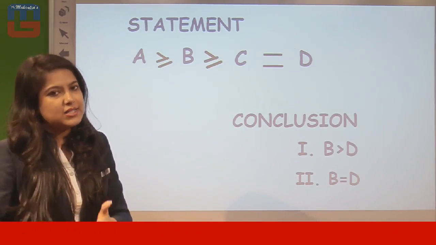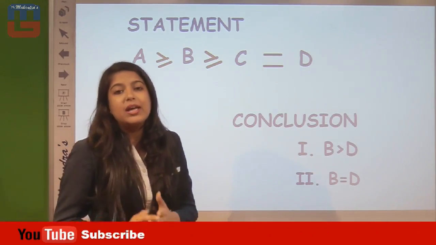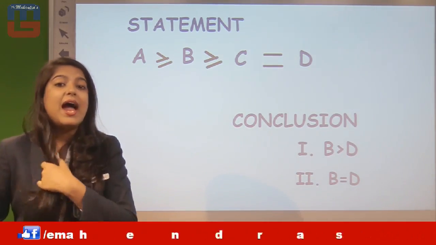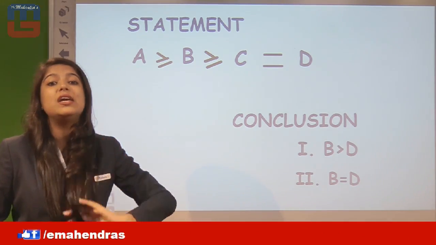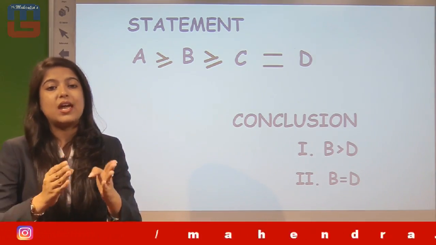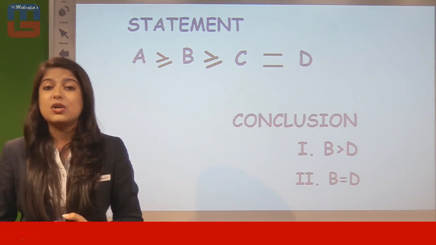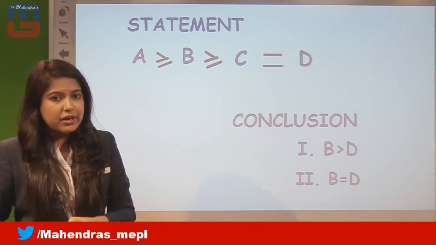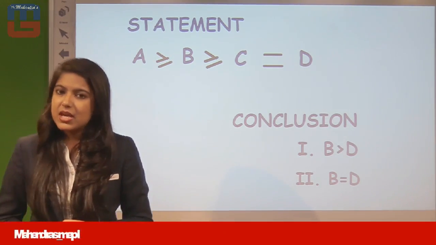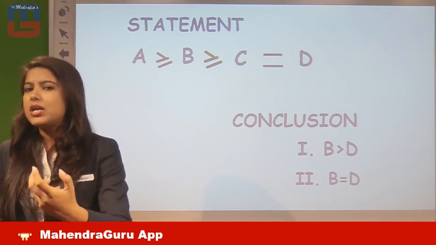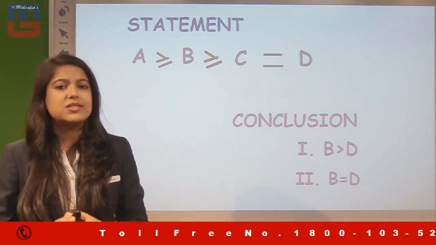Moving further, have a look at this statement. In this statement, 4 characters have been used, A, B, C and D, with the signs A greater equal to B, B greater equal to C and C equal D. This shows us the combination of greater equal and equal signs in the statement.